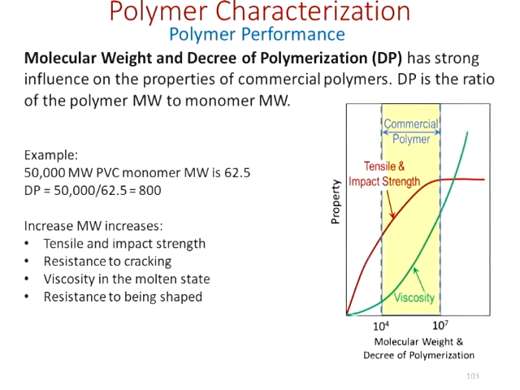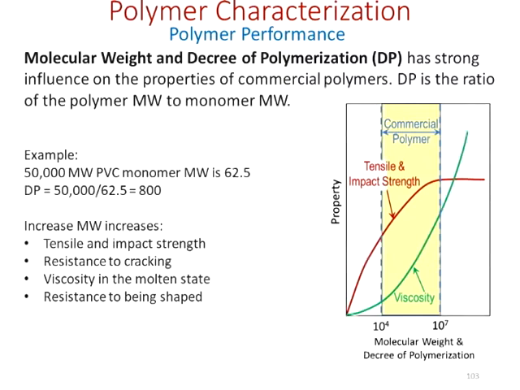Okay? So, just some things to note here: what happens when you increase molecular weight. Tensile impact strength increases. Resistance to cracking increases. Viscosity in the molten state increases. And resistance to being shaped increases. So these are important things to keep in mind when you increase the molecular weight of the polymer. And there may be others that you'll learn in the course, or in some other areas. But these are some critical ones that we think about.